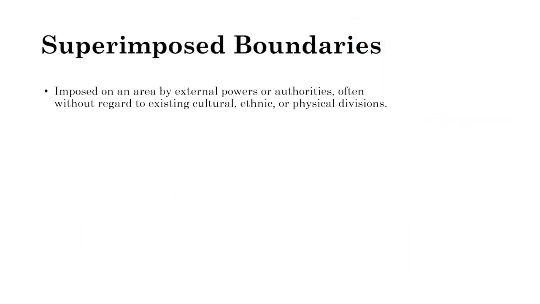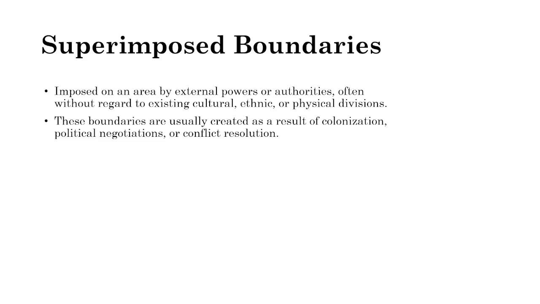Then there are superimposed boundaries. These are imposed by an external power, an external authority, like another country. And this is without any regard to the existing cultural, ethnic, or physical divisions in an area. These boundaries are created usually due to colonization or imperialism, maybe conflict resolution, or some kind of political negotiations. What this means is that the people within the boundary didn't establish where their borders are. Some kind of external authority said so. So that can lead to tension, disputes, or even fragmentation within the boundaries as well.